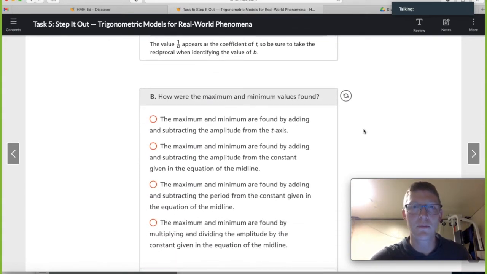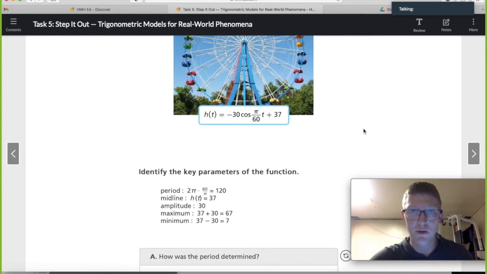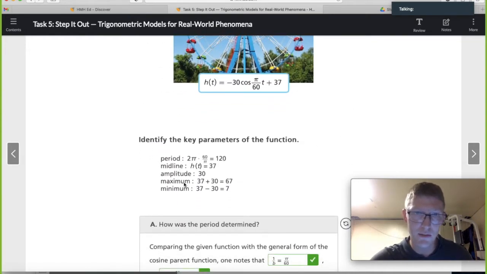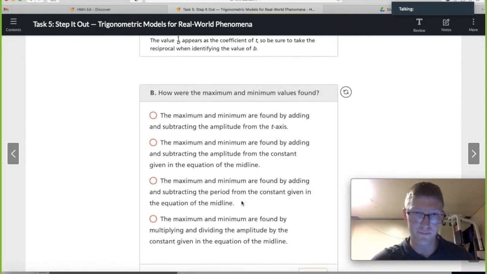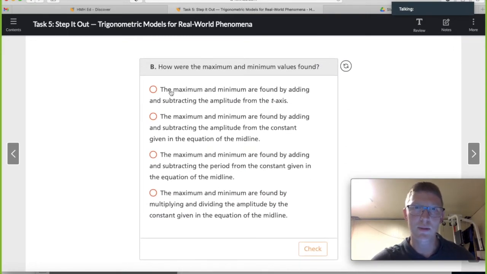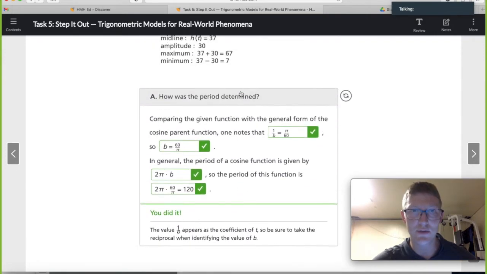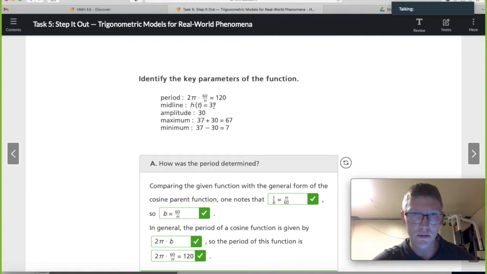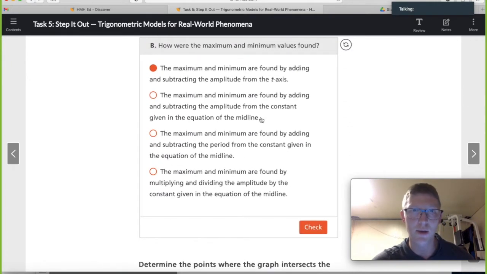How are the maximum and minimum values found? So up here we have our midline, we have our amplitude. So our maximum is going to be our midline plus our amplitude. Our minimum is going to be our midline minus our amplitude. So let's see here. The maximum and minimum are found by adding and subtracting the amplitude from the t-axis. If by t-axis they're referring to the midline, that's probably what they're talking about.